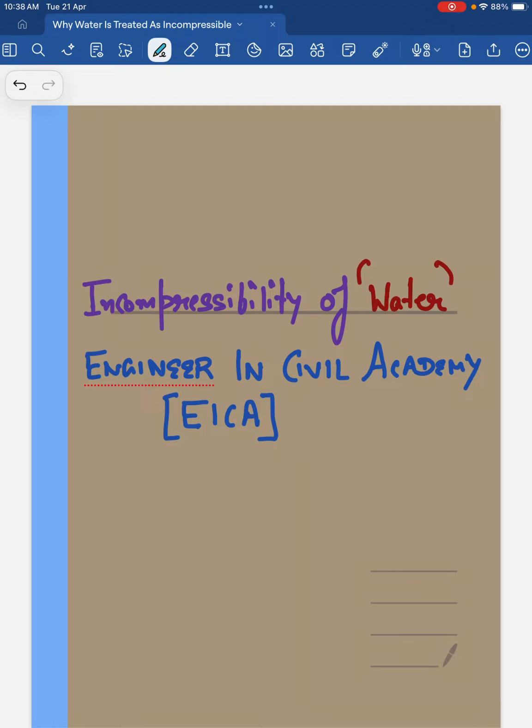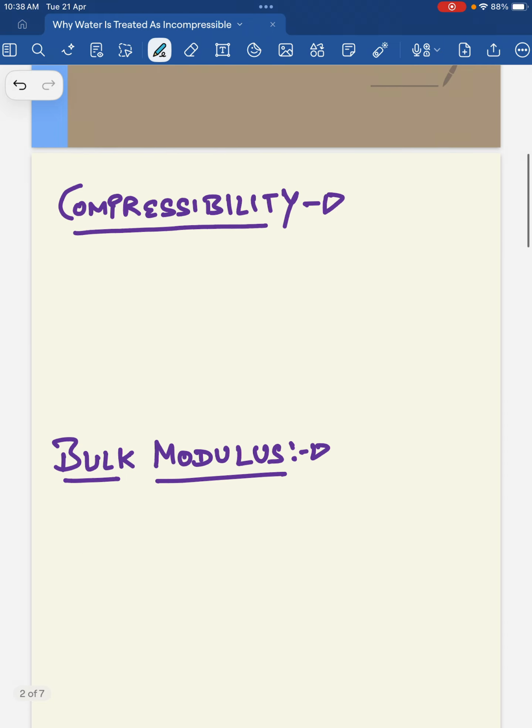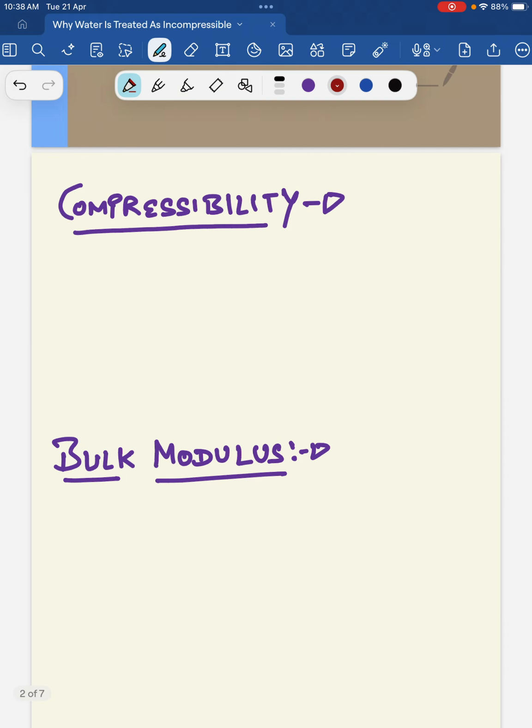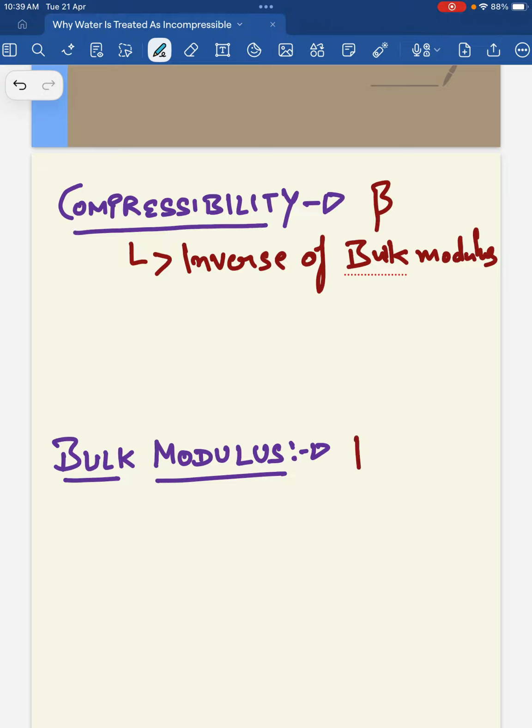Today we are going to discuss one important concept, that is incompressibility of water, which is an important concept in your fluid mechanics. So for that we will discuss some important terms first. First is your compressibility. Compressibility is denoted by beta, and it is the inverse of bulk modulus. Bulk modulus is denoted by K.